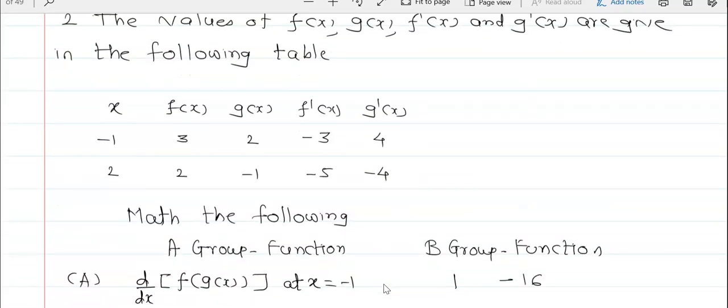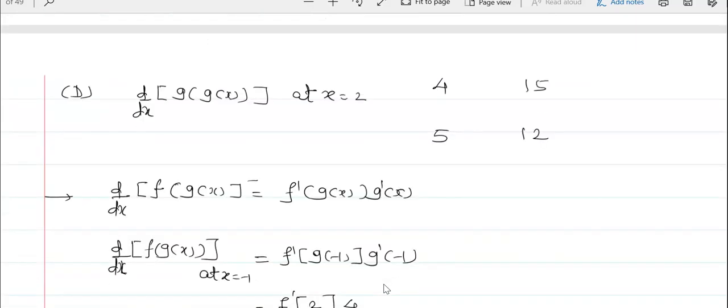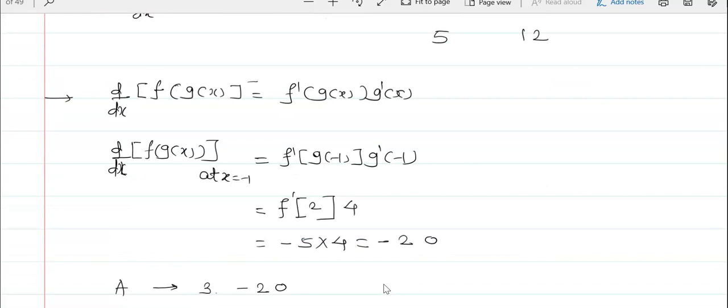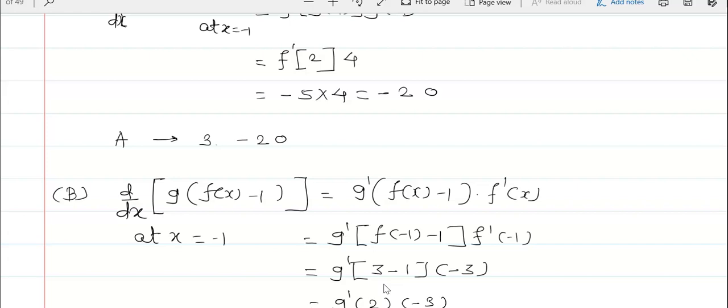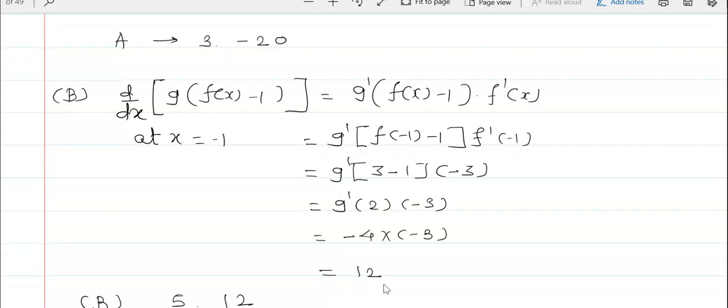Question number 2. I am repeating this question number 2 and question number 3 again. If you want to write down from the board, you can write. This is question number 2. All correct pairs are solved here. B: these are the values substituted here.